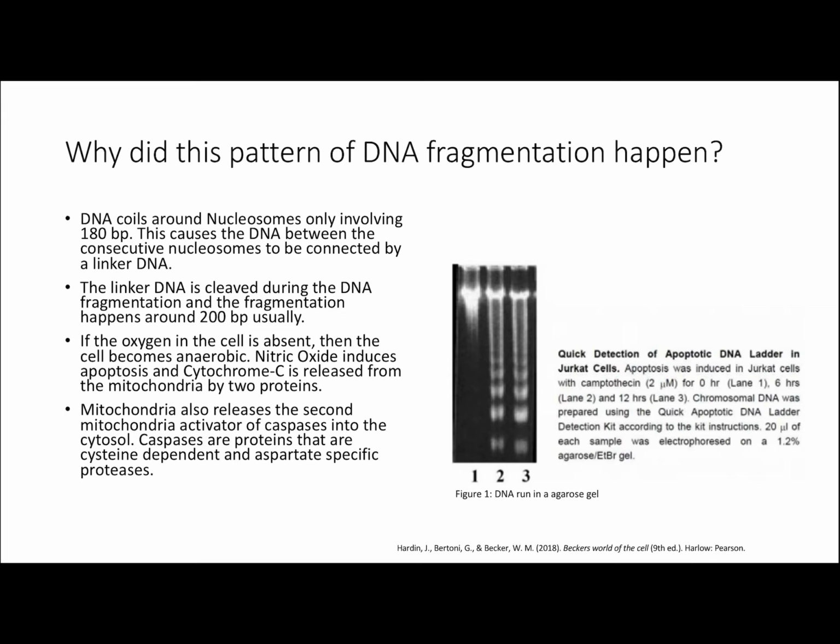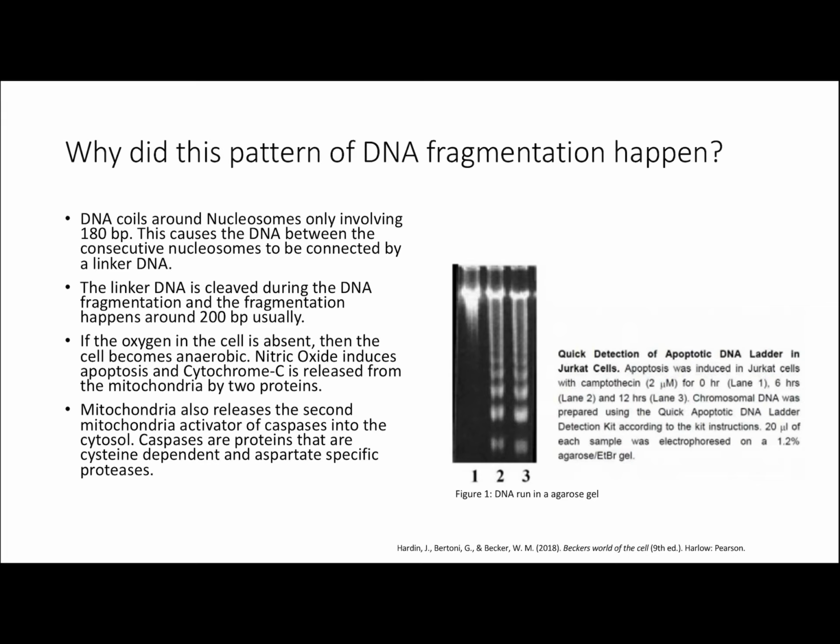So, DNA coils around the nucleosomes, and that only involves the nucleosomes at 180 BP. This causes the DNA between those nucleosomes to be connected by a linker DNA. When this linker DNA is cleaved, it's only cleaved during the DNA fragmentation, and that fragmentation only happens at around 200 BPs usually. So when you're looking at this figure on the right, where the numbers 2 and 3 are, that's about 200 BP.